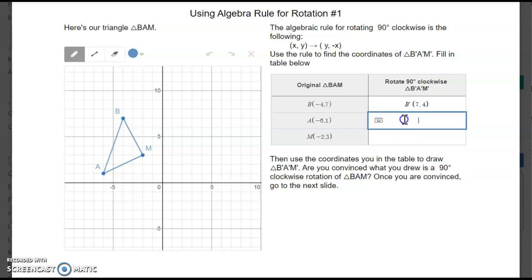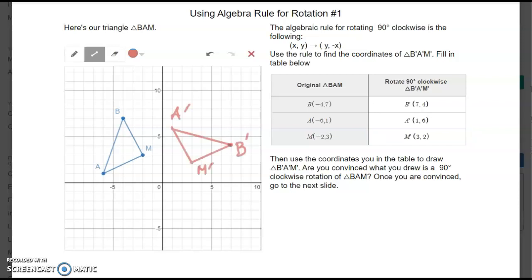Okay, and let's do the same for A. A prime is going to have the swap of -6 and 1, so it's going to become 1, -6. Instead of -6, I'm going to take the opposite of -6, which is +6, and then M prime will have the coordinate of 3, opposite of -2 is +2. Okay.